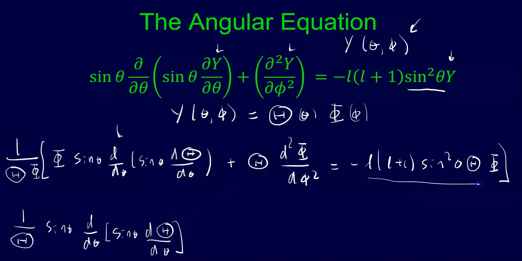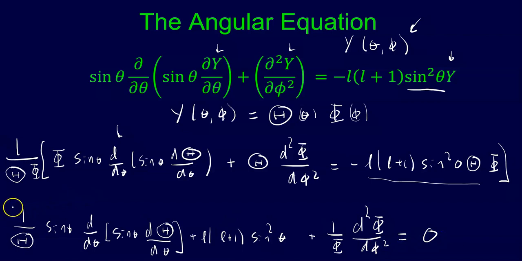And what I'm going to do is pull this term over. So this term here, when I divide by capital Theta capital Phi, these will cancel. And so this term, when I bring it over, I'll get a positive sign, and then only have the sine squared theta piece. And finally, for this one, the Theta will cancel, and I'll have 1 over capital Phi times the second derivative piece here. And then this will equal 0. Again, what we see here is that we have two terms in this differential equation. This side is only a function of theta. This side is only a function of phi.